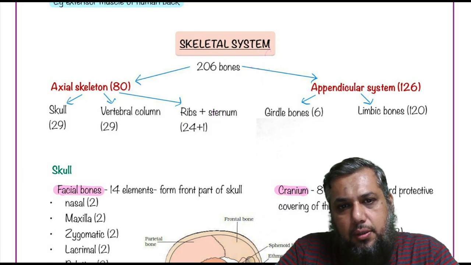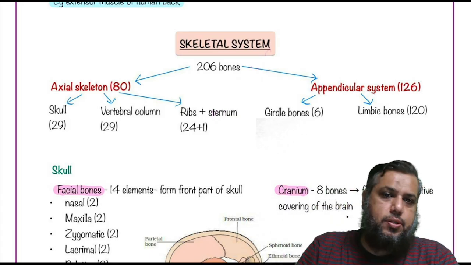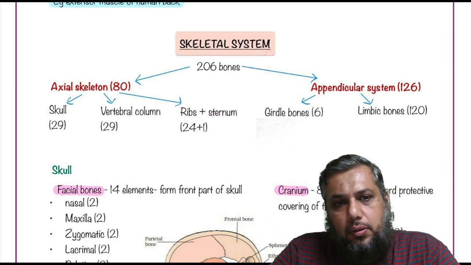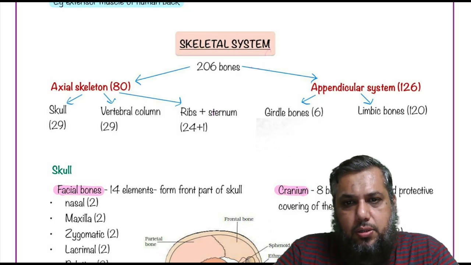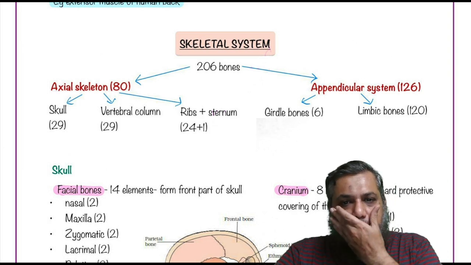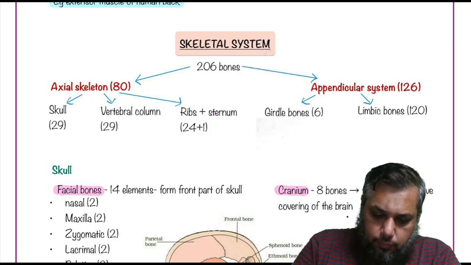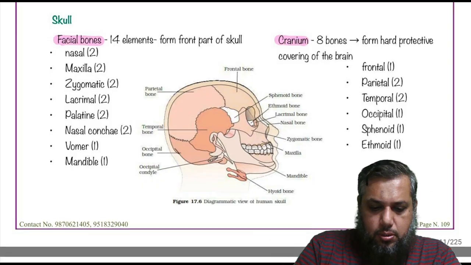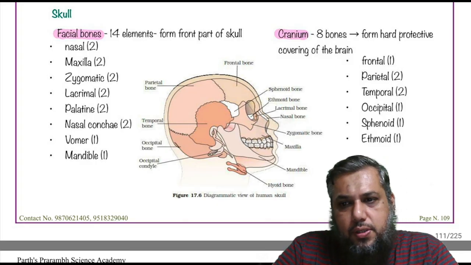We divide the human skeleton into two parts, the axial skeleton and the appendicular skeleton. The axial skeleton consists of 80 bones, the appendicular skeleton consists of 126 bones. The axial skeleton consists of the skull, the vertebral column and the thoracic cage, whereas the appendicular skeleton consists of the girdles and the limb bones. According to the latest circular, in the skull, the hyoid is not considered as a bone of the skull.